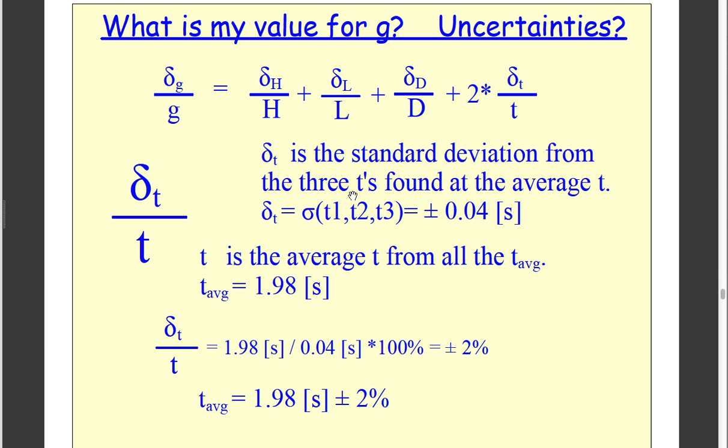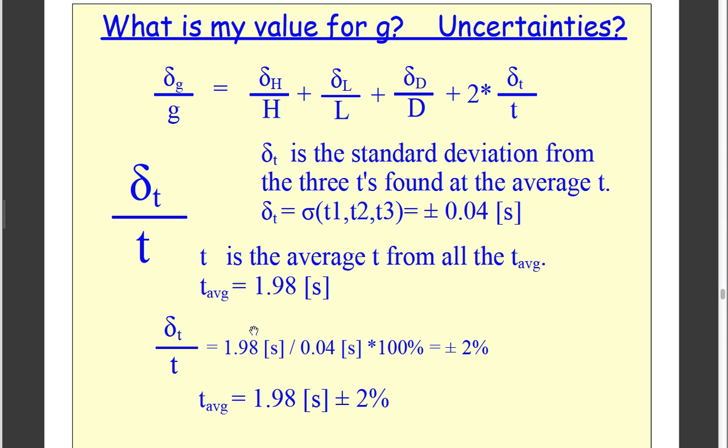And finally, this is probably the most difficult one. We're dealing with the uncertainty in time divided by time. The time in the denominator is simply going to be the average t from all the t averages. Okay, we'll look at the data table in just a second. The uncertainty in t, however, is the standard deviation from 3 t's found at maybe the average t, or we'll have another option. We'll talk about that. In other words, the uncertainty in time is the standard deviation, the sigma, of t1, t2, and t3. And from my data, I get plus or minus 0.04 seconds.